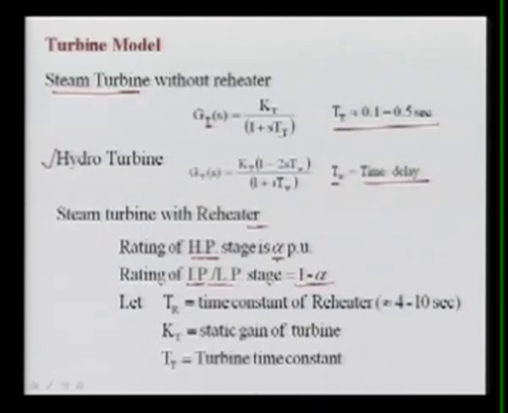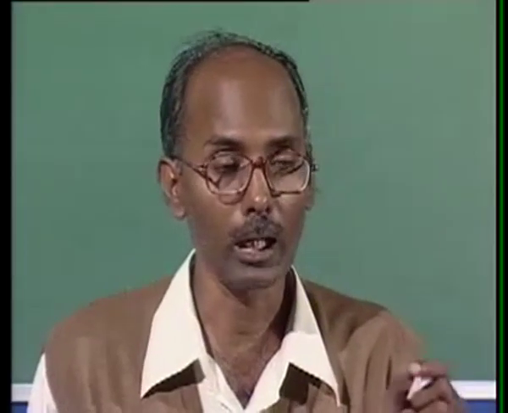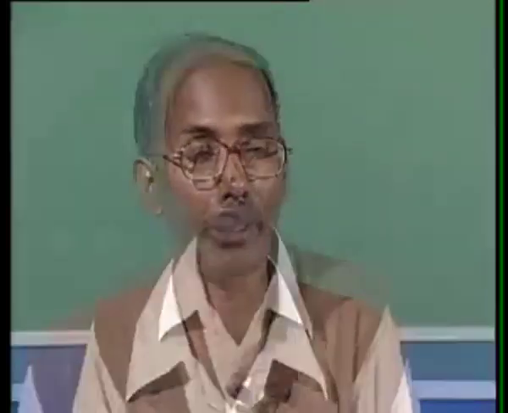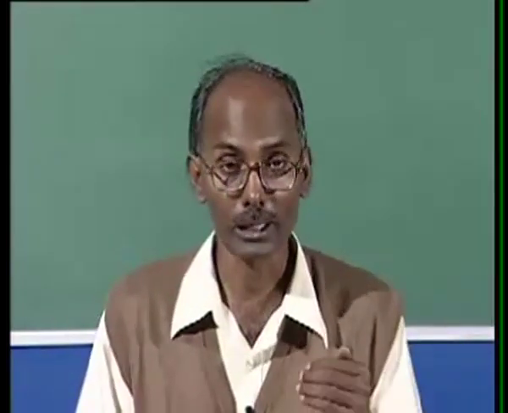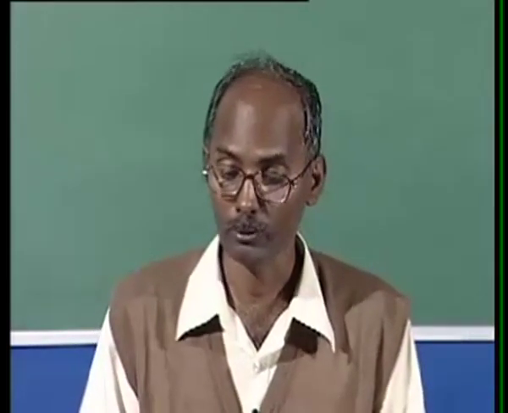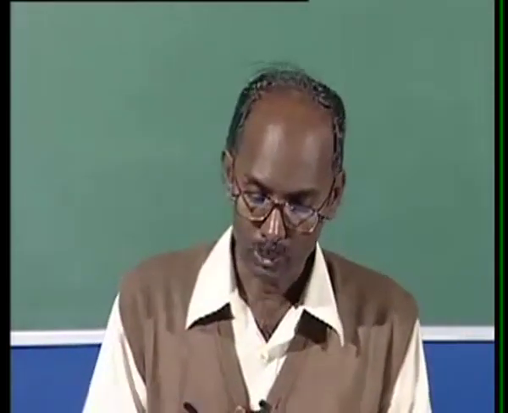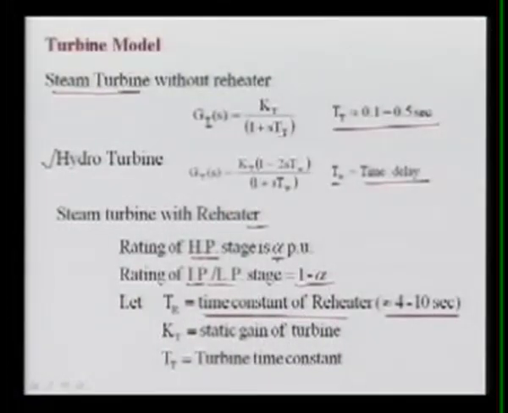The time constant for the reheater is normally 4 to 10 seconds, because the steam from the outlet of the HP will go to the boiler, and after being reheated it will come back to the IP and LP stages. So there is a travel time involved, and that is normally 4 to 10 seconds. Again I have used KT as the static gain of the turbine, and TT is the time constant of the turbine. Using all these, we can have the transfer function models.